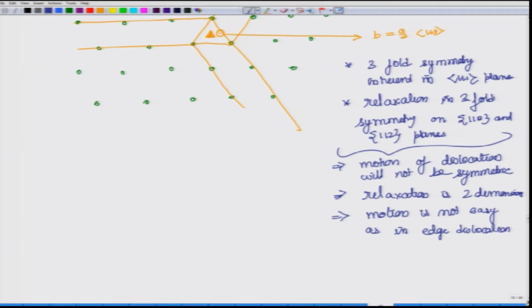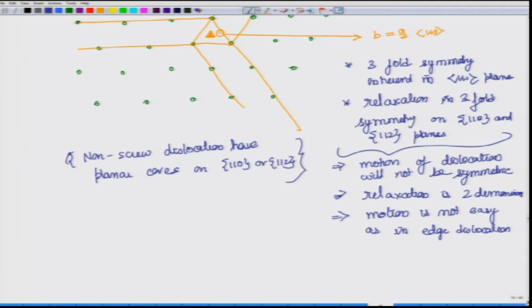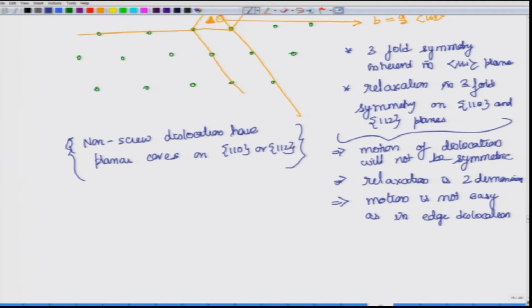At this point I would also like to mention that non-screw dislocations, I am calling non-screw meaning edge and mixed dislocations, have planar cores. In fact, they will also have cores or basically relaxation on 110 or 112, but it will be planar in nature compared to the non-planar nature of the screw dislocations. So, this is another distinctive feature of the dislocations in BCC.